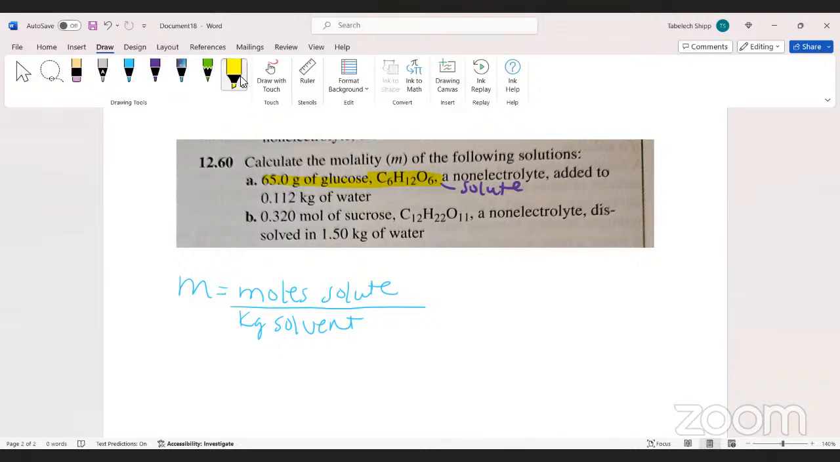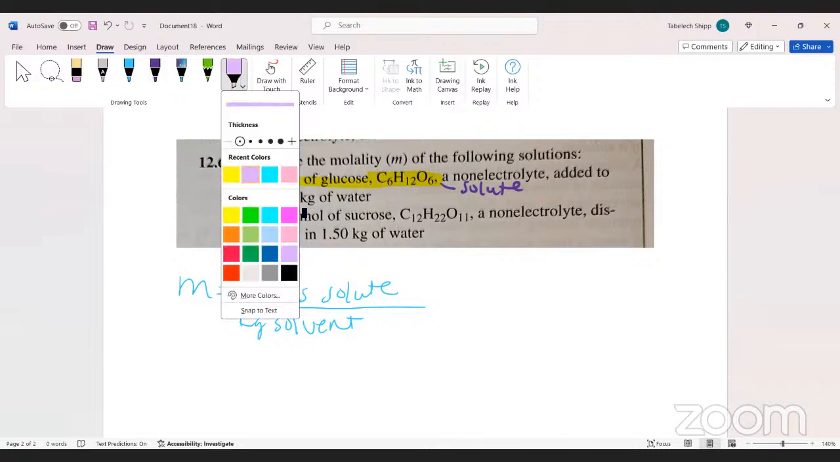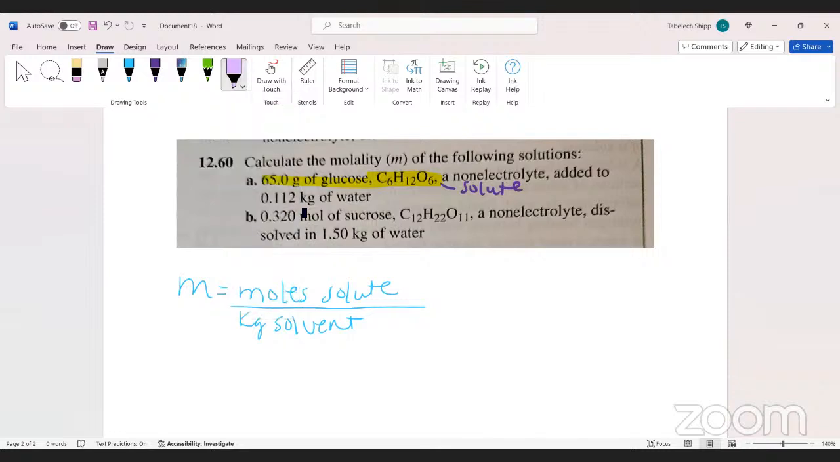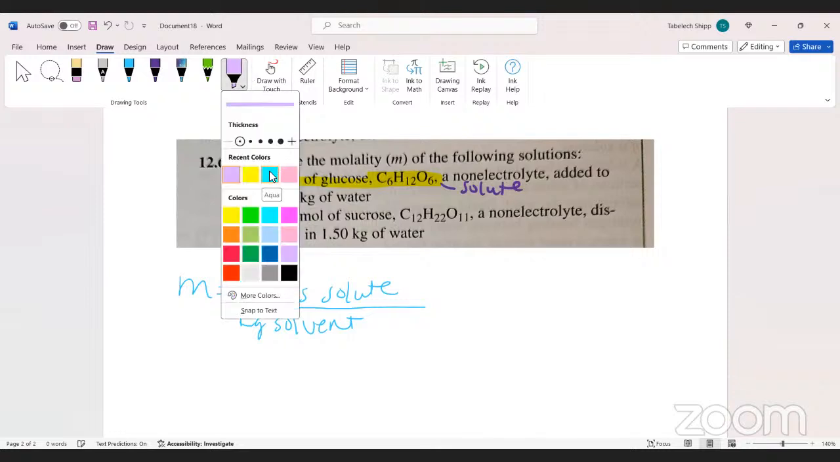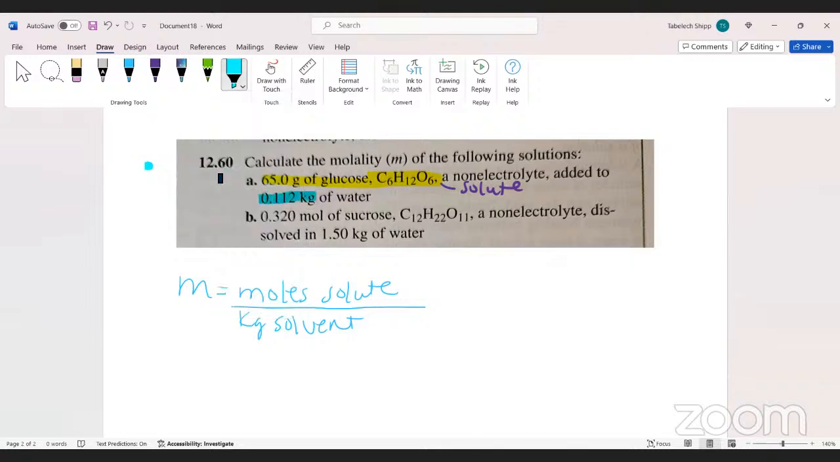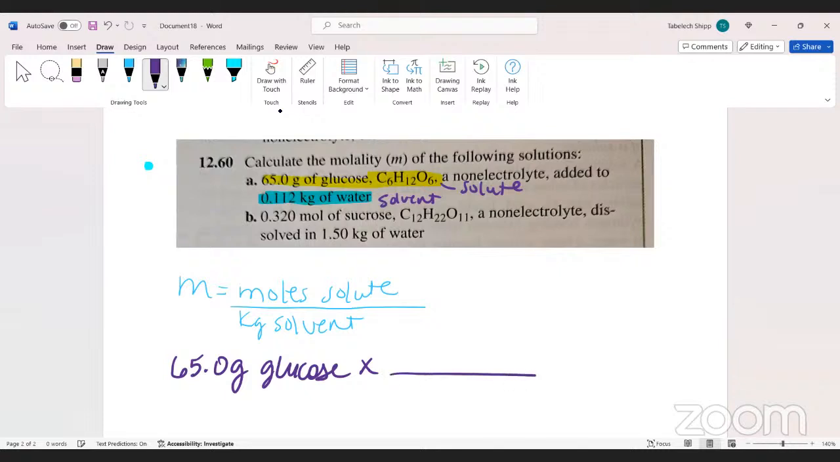They also gave you 0.112 kilograms of water. So that color isn't coming up too well, so let me use a different color. 0.112 kilograms of water. That is your solvent. First thing you got to do for this problem is to take the 65.0 grams of glucose and convert that to moles.